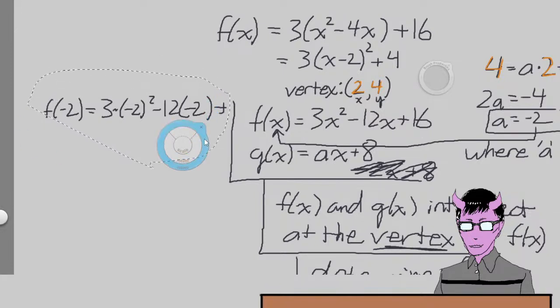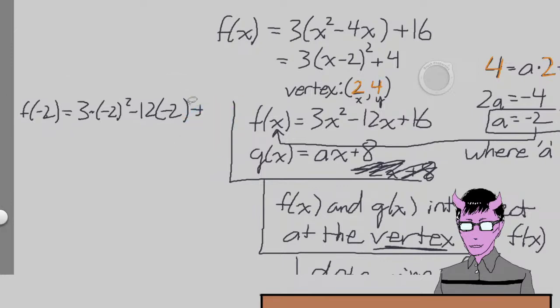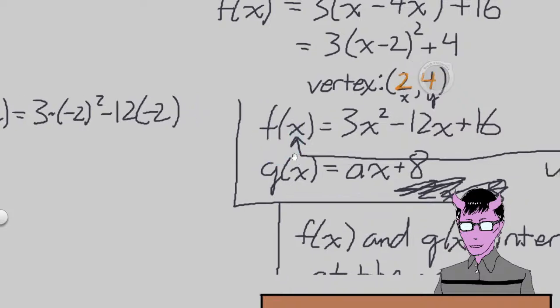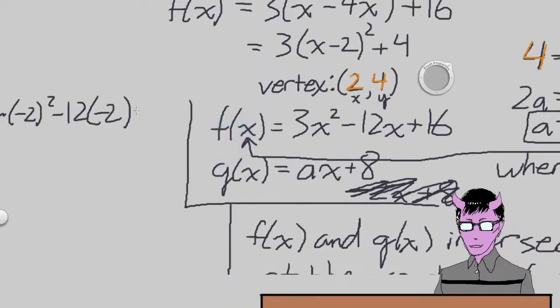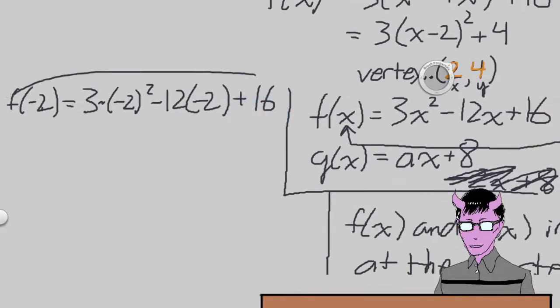Alright, spacing is a little bad. Let me move it over just a little bit. So again, we have plus 16. Alright, so we just need to crunch the numbers.